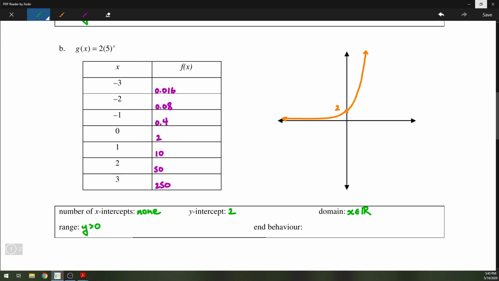And finally, the end behavior. So we're going to have quadrant 2 to 1. We're going to add a little bit extra. It is increasing, so I'm just going to make a note of that here.